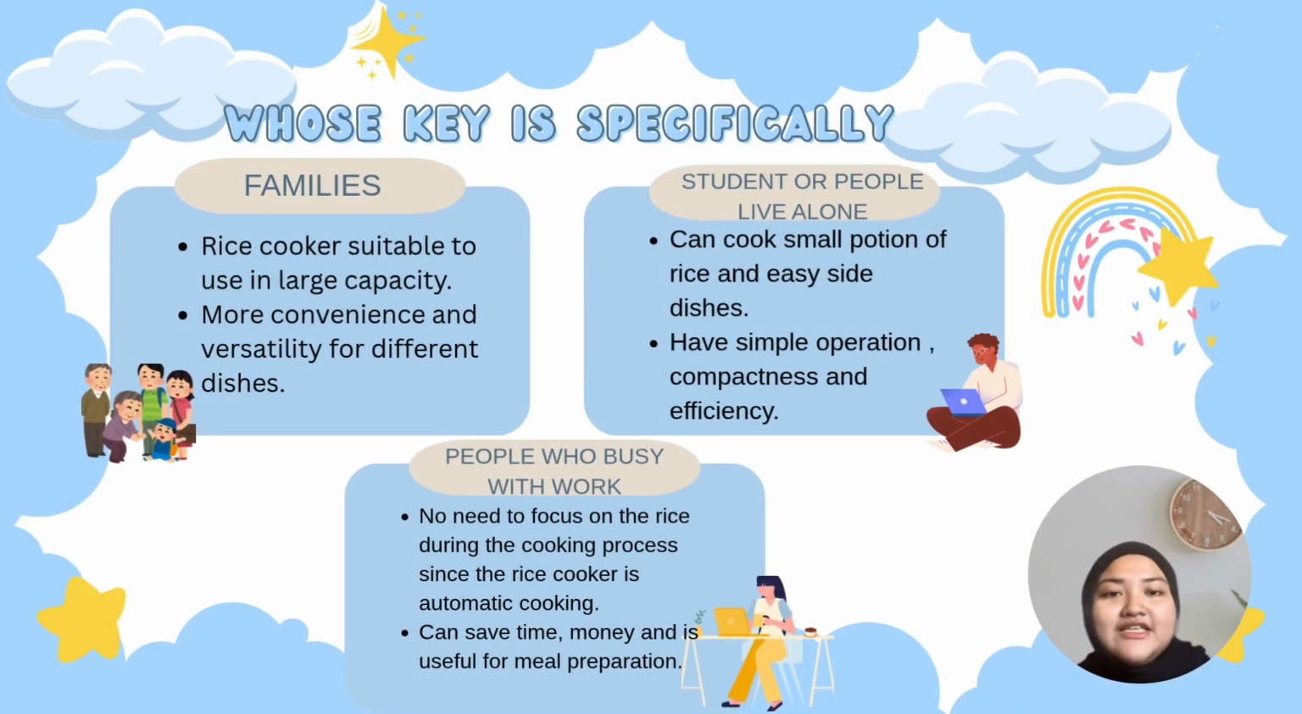The first one is the family. They will buy a rice cooker with a large capacity that is enough for their family. Other than that, they will look for a rice cooker that's more convenient and versatile for different dishes. Next, the student or people who live alone will look for a rice cooker that can cook a small portion of rice and an easy side dish. It also has a small operation, compact and more efficient.